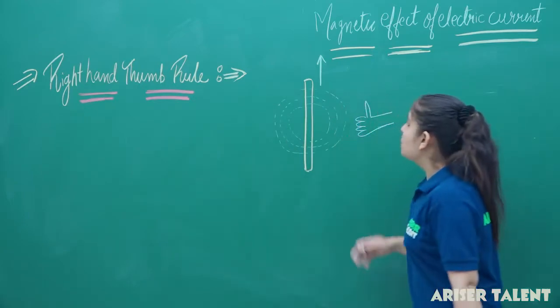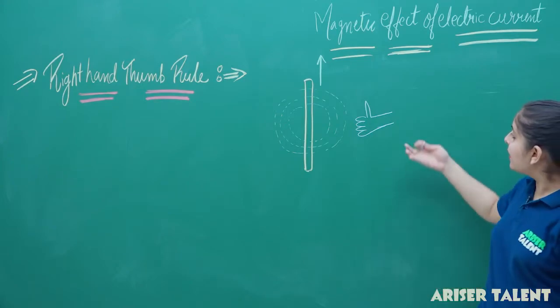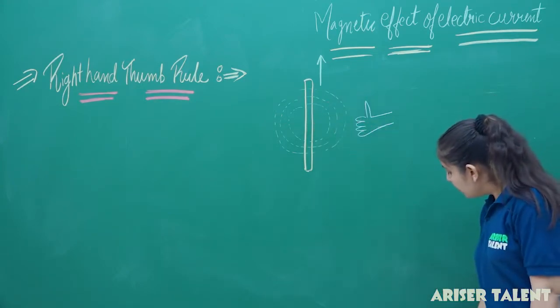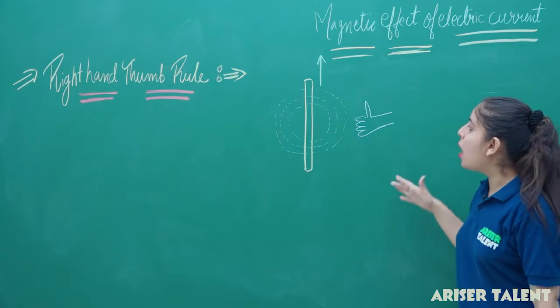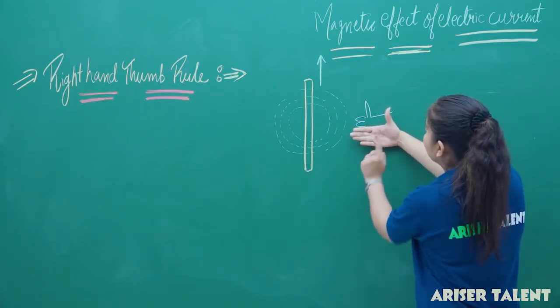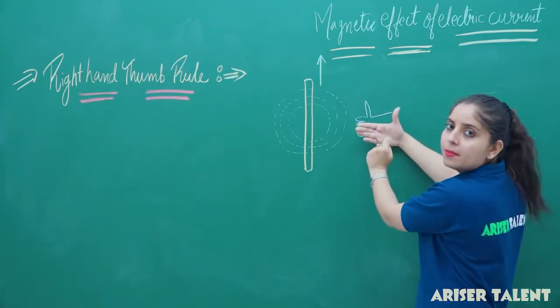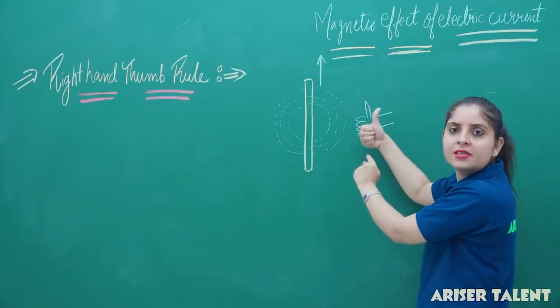Okay. Now, this is a straight conductor that I am holding. Suppose I am holding the conductor like this. This is my right hand and I am showing you how the right hand thumb rule works. Then you have to curl the fingers along the palm. So I am just curling the fingers along the palm.